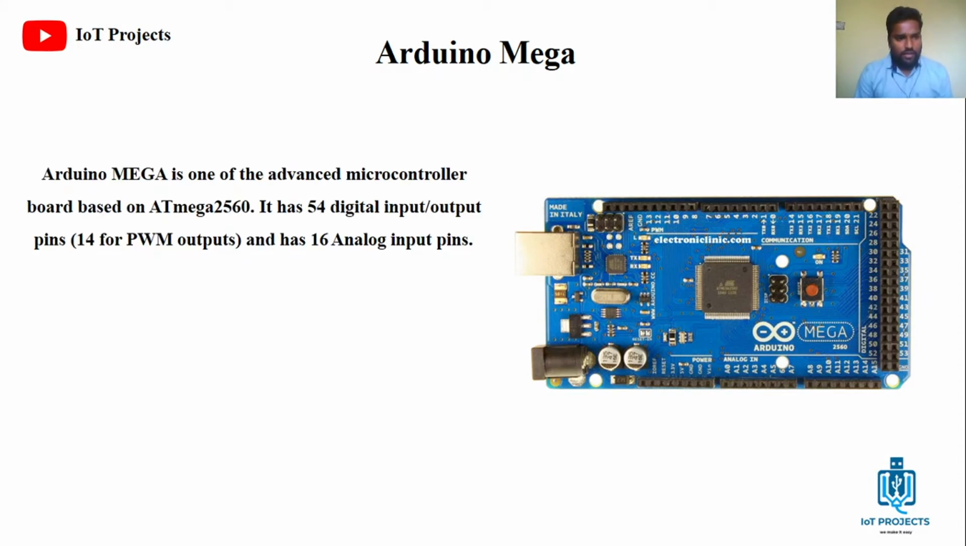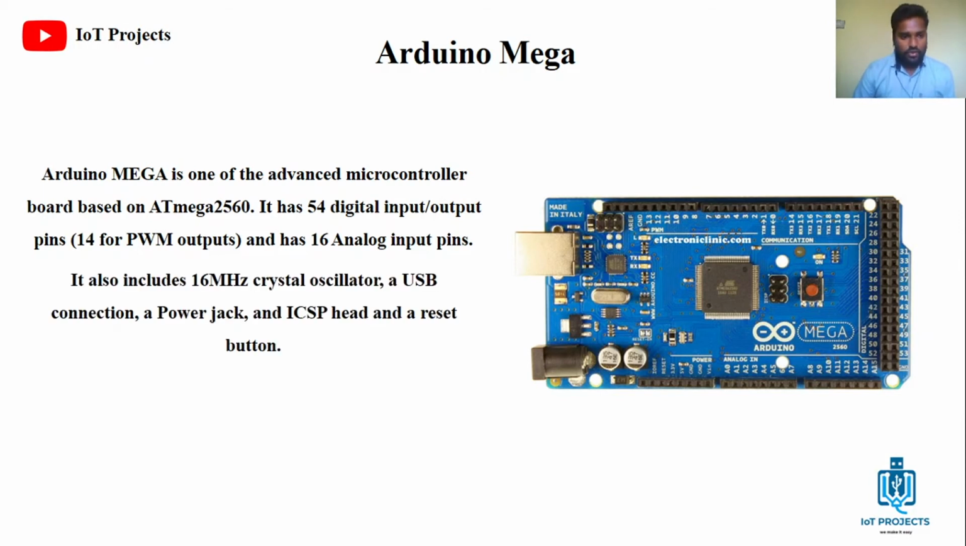So Arduino Mega is one of the advanced microcontrollers, based on the Atmega 2560. It has 54 digital input output pins and 16 analog pins. It also includes a 16 megahertz crystal oscillator, USB connection and power jack. Just like our Arduino Uno, it also has the USB type power input and a 2.1 mm power jack input.